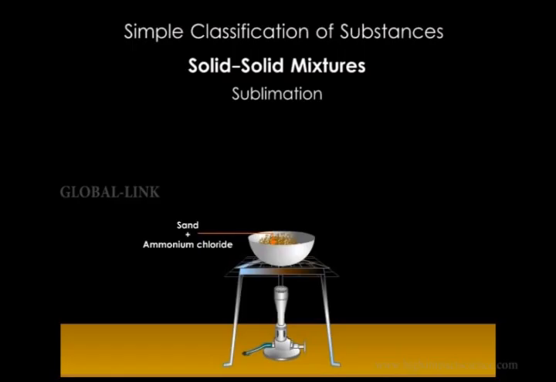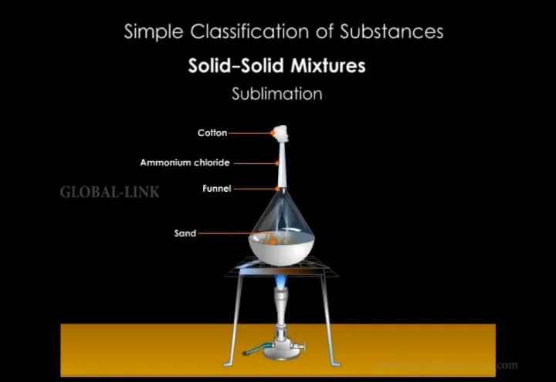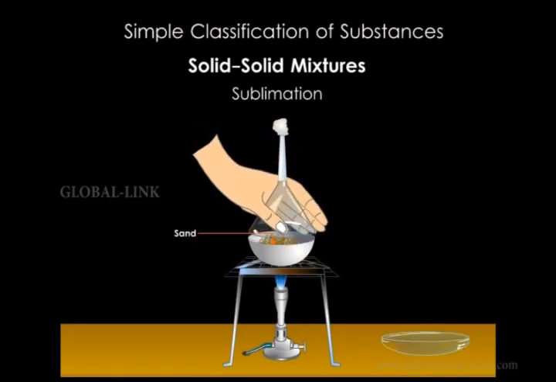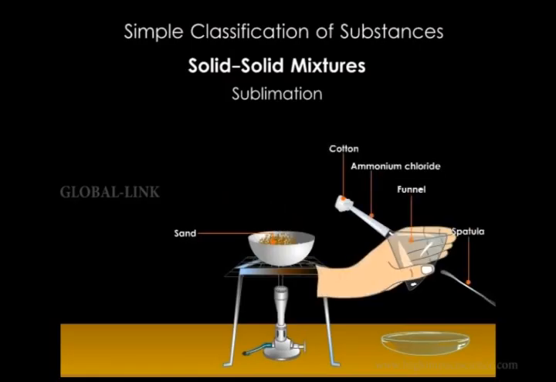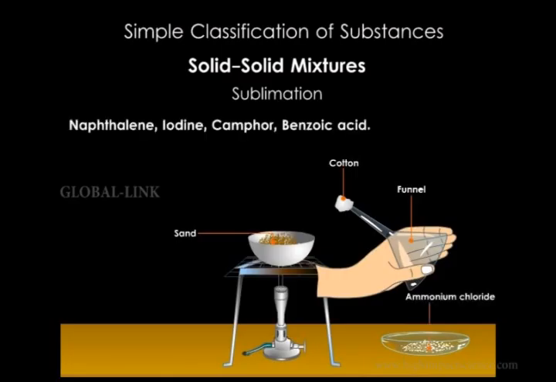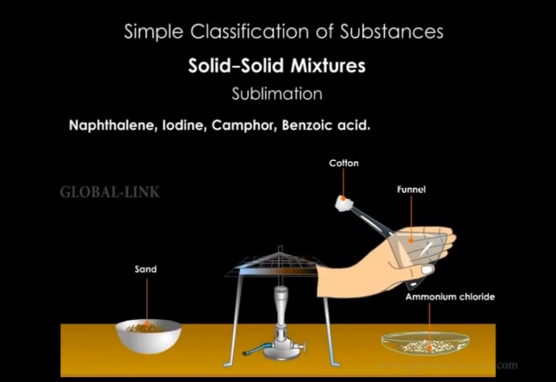We put the mixture in a china dish and cover it with a funnel. We block the tip of the funnel with a cotton wool. The china dish is heated gently. Ammonium chloride, a sublimate substance, changes into vapor and condenses on the cooler parts of the funnel. The non-sublimate substance, sand, will remain behind in the china dish. The ammonium chloride is then scraped from the inner side of the funnel, and hence the mixture is separated. Other sublimate solids include naphthalene, iodine, camphor, and benzoic acid.